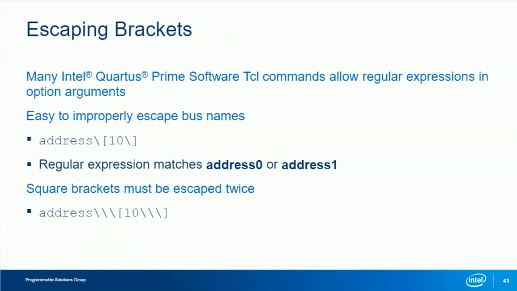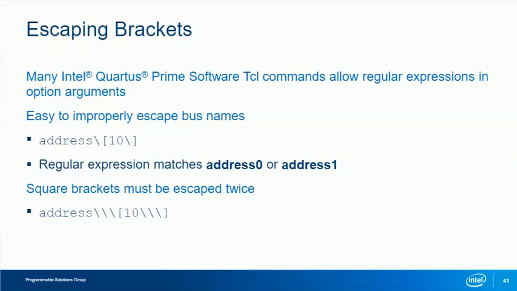Many Intel Quartus Prime software Tcl commands allow regular expressions in option arguments. However, the convention for bus naming in HDL is to use square brackets, which are special characters in Tcl regular expressions. Intel Quartus Prime software Tcl commands don't know whether you intend something with brackets to be a bus name or regular expression. You have to make sure that you escape square brackets for bus names correctly. Improperly escaping bus names is a common error.